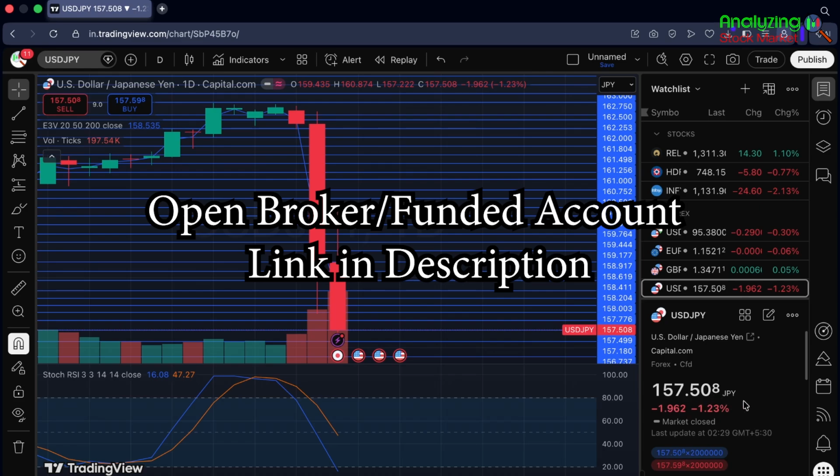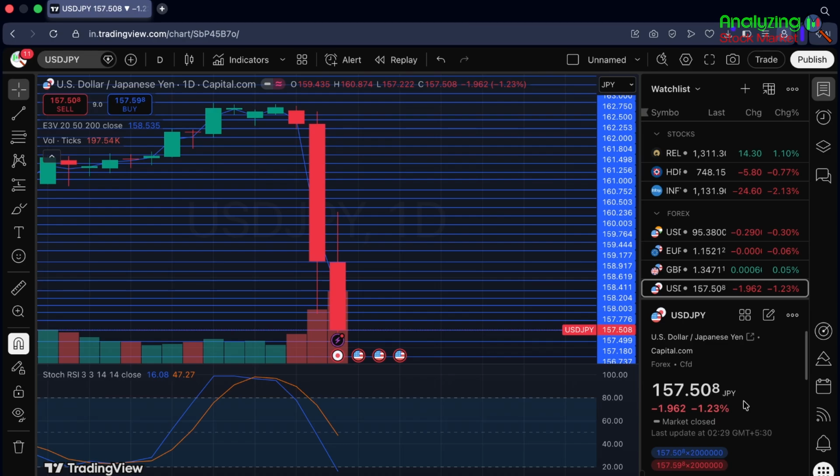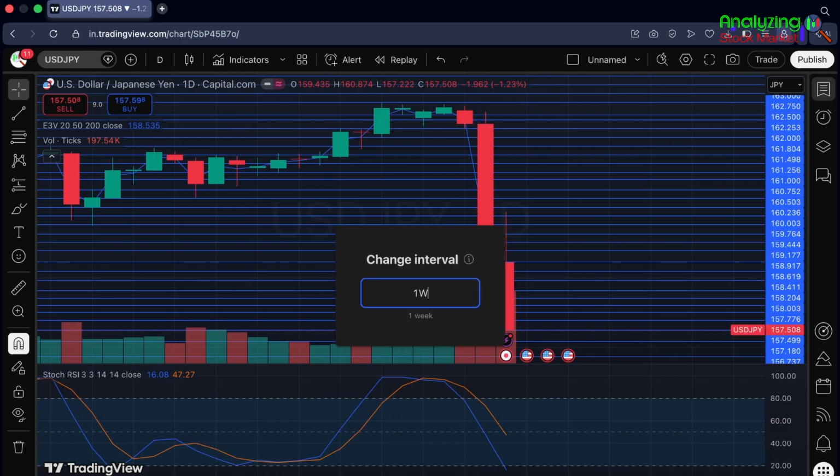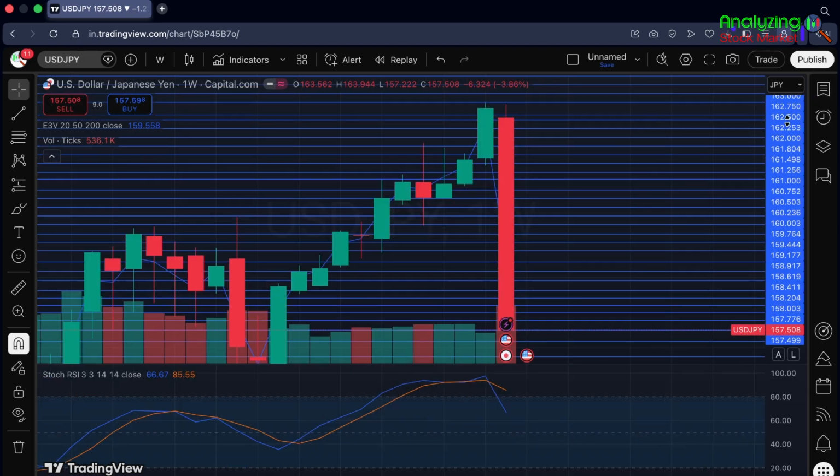Here I'll be talking about what is going to happen in the coming week. I'll also be marking some important support zones and resistance zones which will help you to take better stop loss and target levels according to your bias for this week. So let's go straight to the weekly chart first and see what happened during the weekly momentum. So this is a weekly chart.